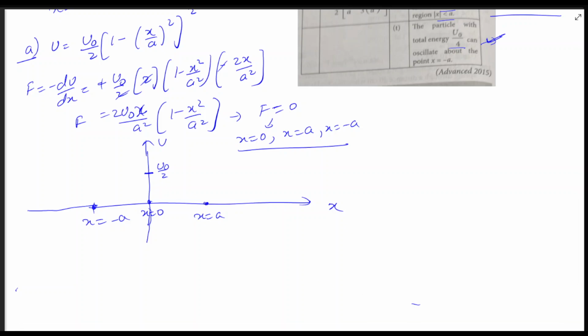So look here, at x equals a, we have a minimum, right? At x equals a, force is 0, right? And at x equals a, if I put it in, U will be 0, so this is a point, this is also a point. So the graph will be like this.